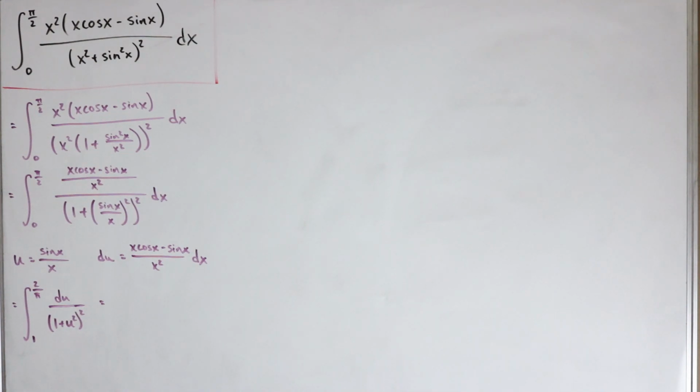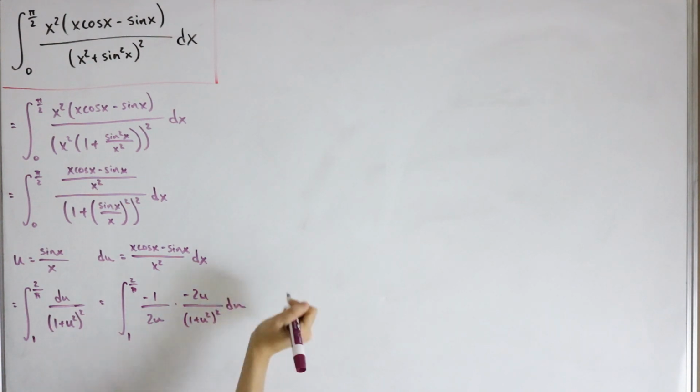Well, really, to make things a little bit easier, and it might take a little longer than the trigonometric substitution, I'm actually going to rewrite it such that we divide a negative 2u from both the numerator and denominator. So now our new rewritten integral is from 1 to 2 divided by pi of negative 1 divided by 2u, times negative 2u, divided by quantity 1 plus u squared, squared, du.